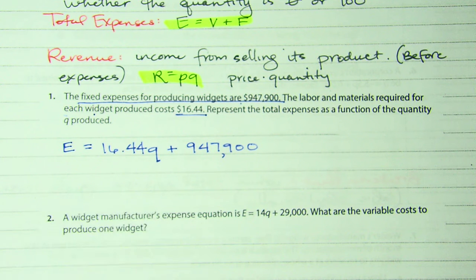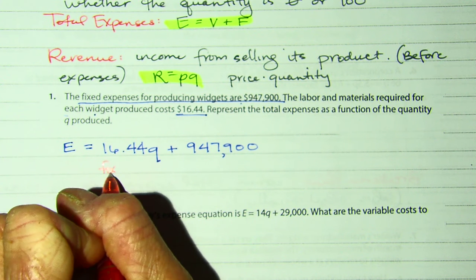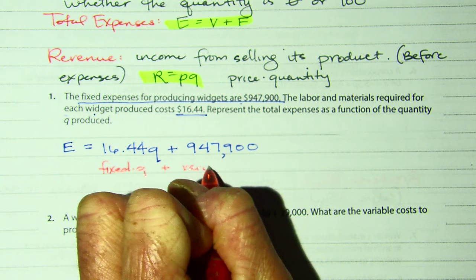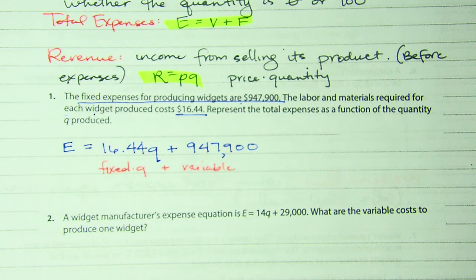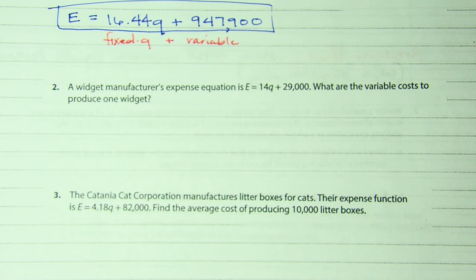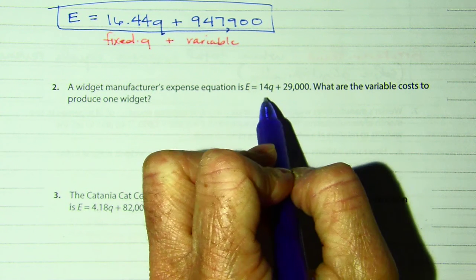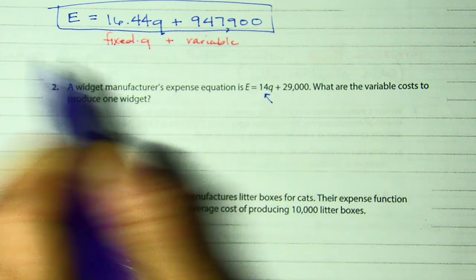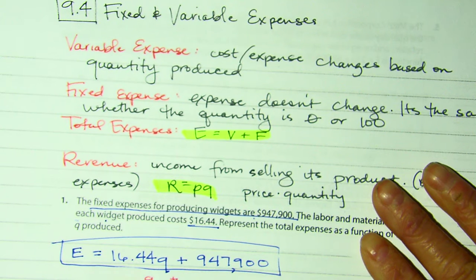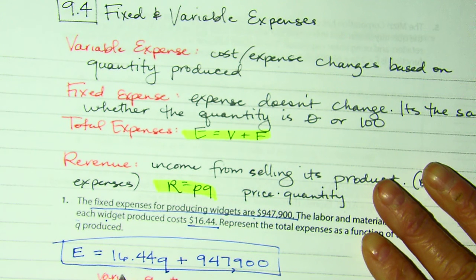It's your variable times Q plus your fixed. That's how we're going to set up our functions. And so this equation here is your answer. Number 2, a widget manufacturer's expense equation is E equals 14Q plus 29,000. Now, based on what we did, I'm sorry, I switched these. I wrote that backwards. This is our variable expense times Q plus our fixed.